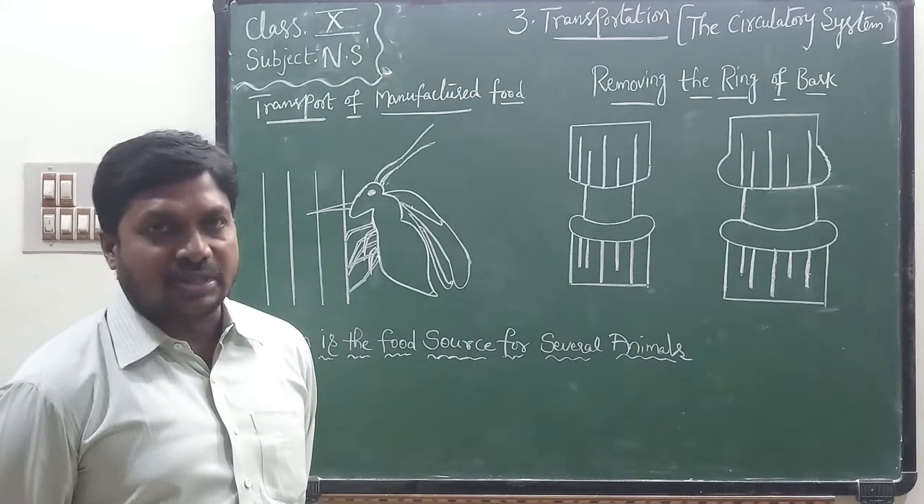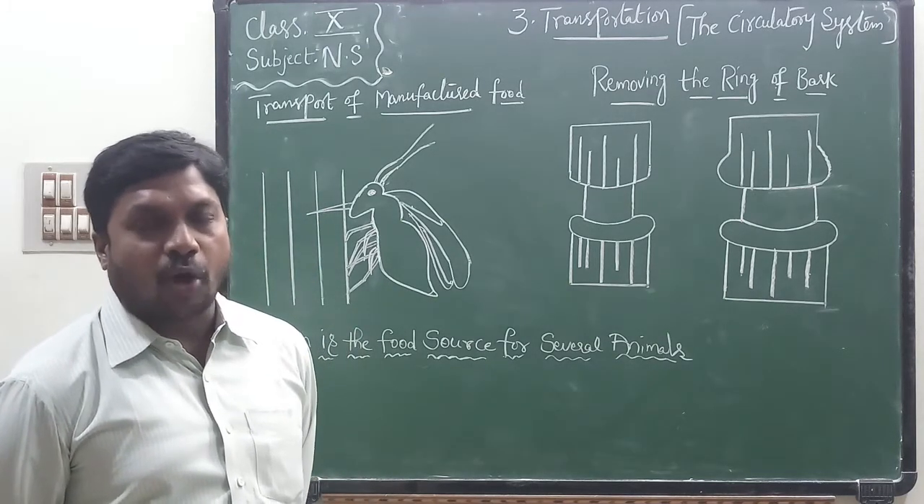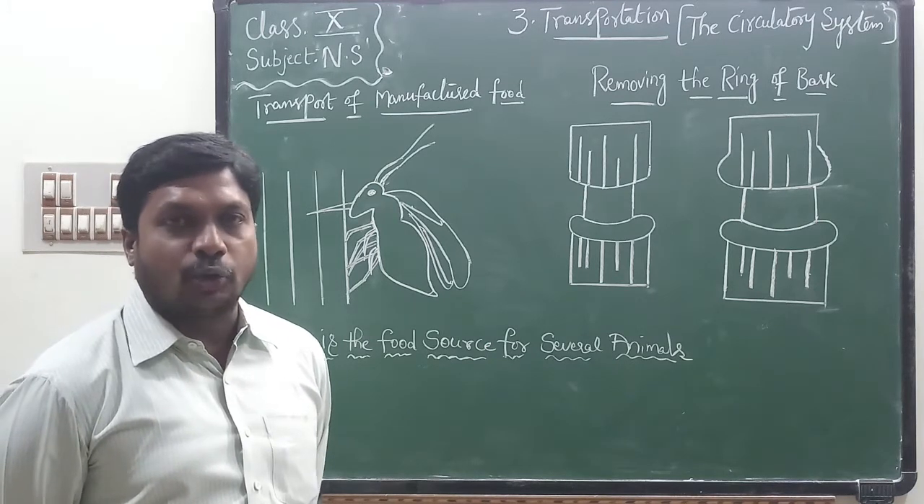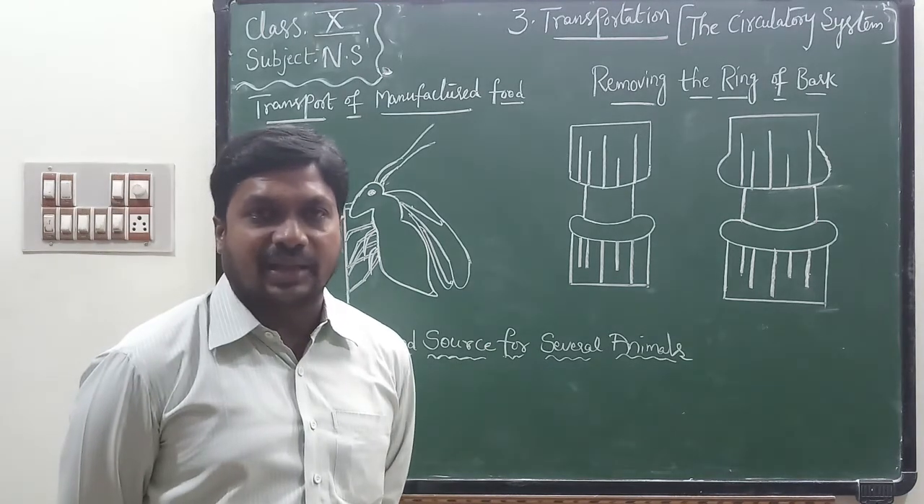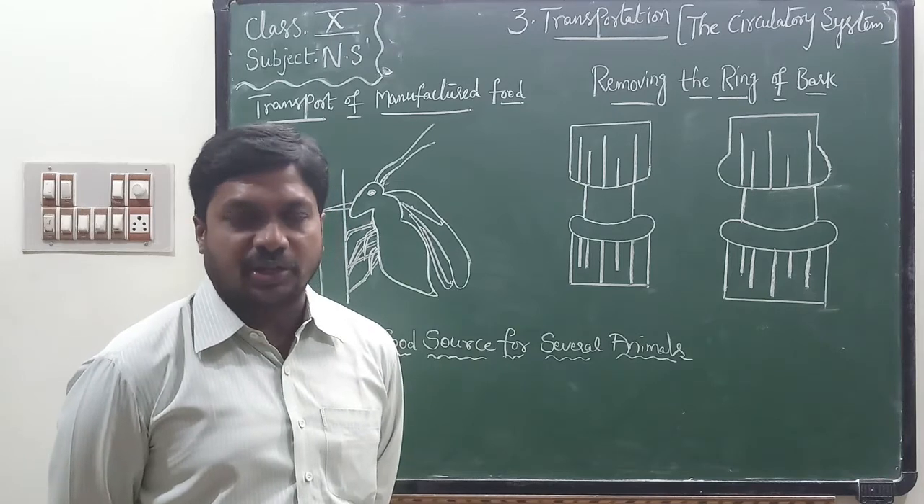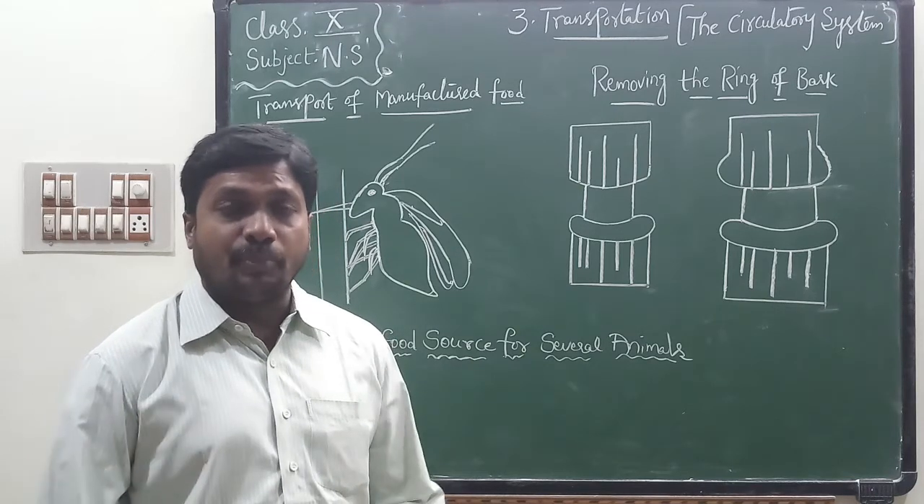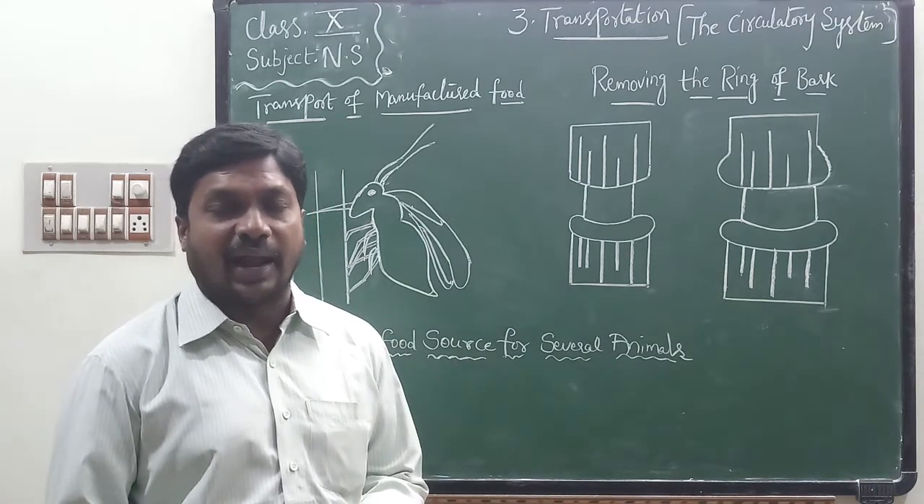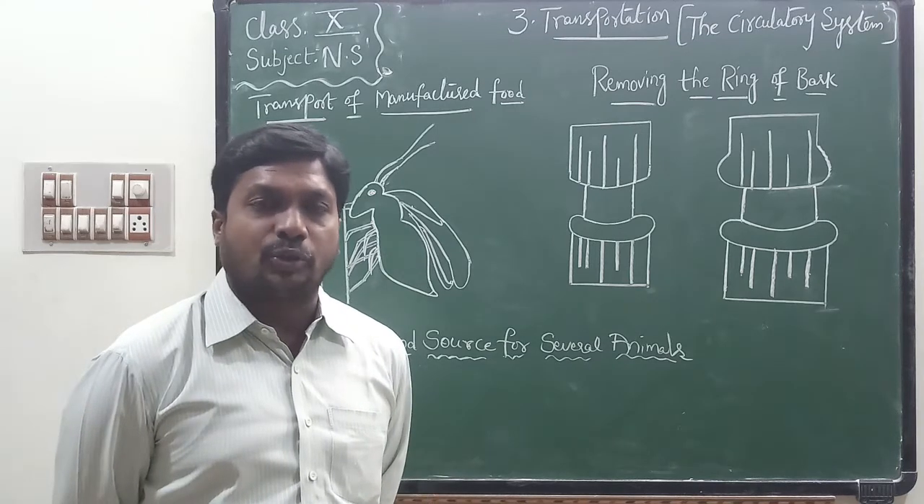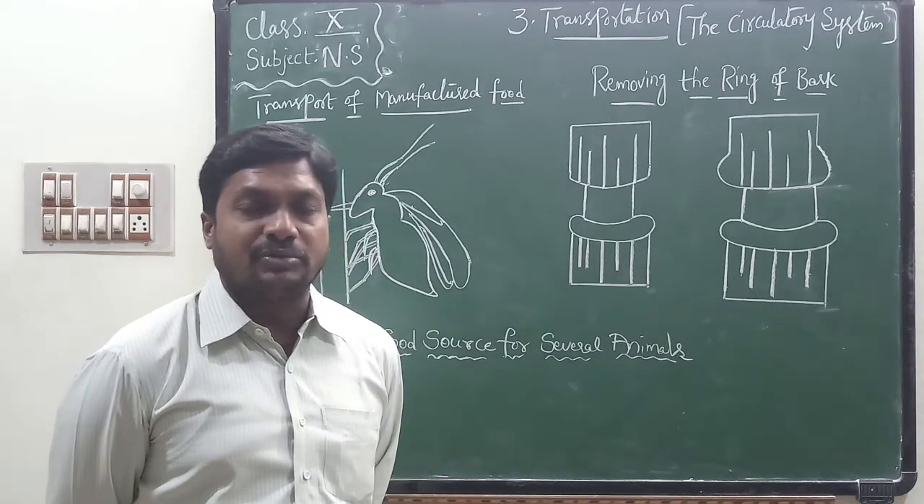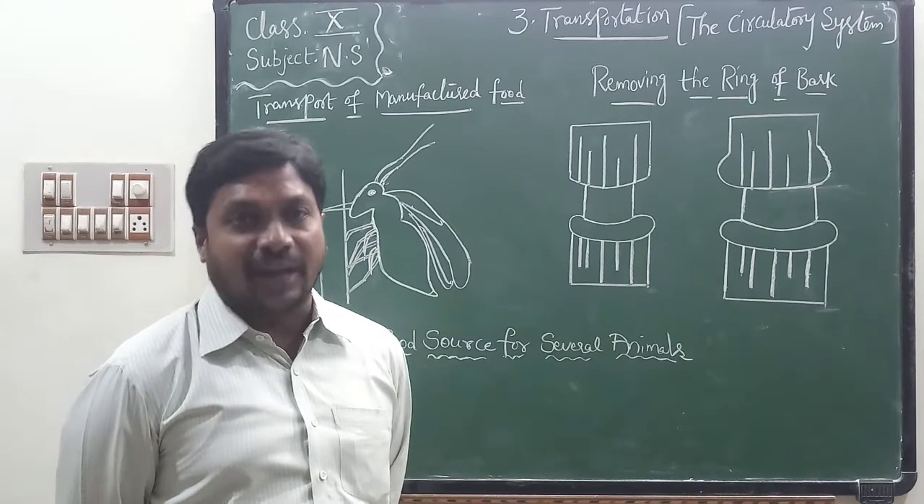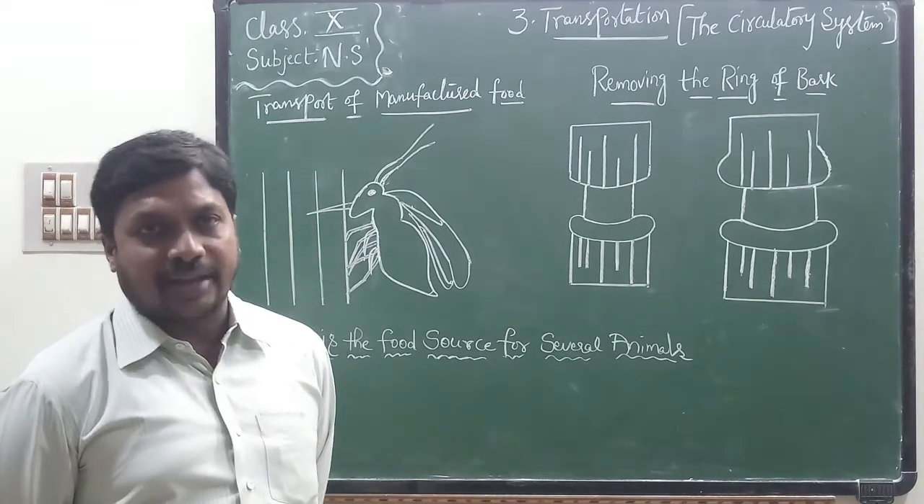Root pressure is the process which helps to transport water and minerals from the soil to all parts of the plant against gravity. Transpiration means removal of excess water present in the plant in the form of water vapor through stomata present in leaves or lenticels present in the stem.